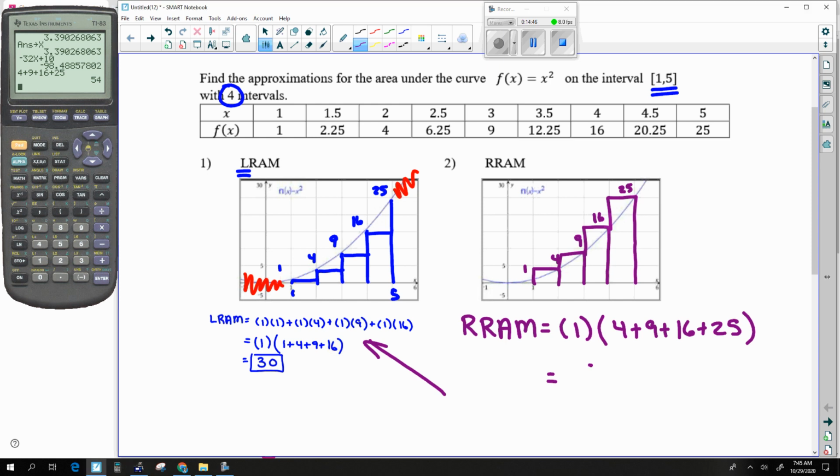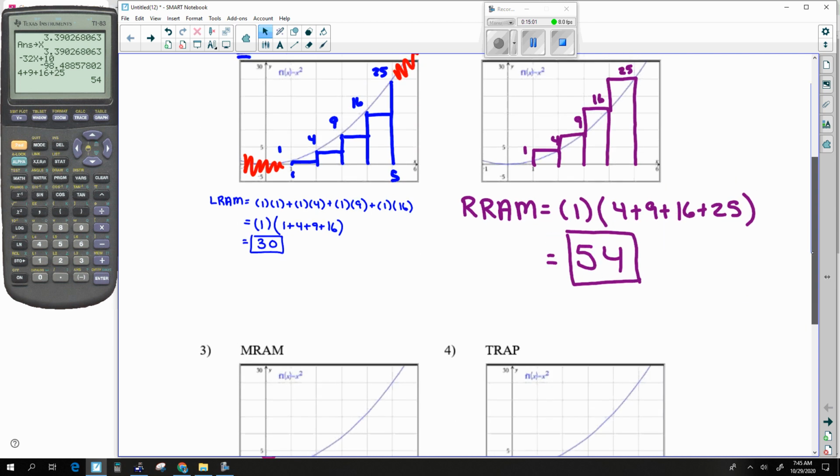I was right. Okay, 54 is this approximation using the RRAM. So looking at these two things, the LRAM and RRAM, neither are the correct answer, but the correct answer would be in between the two things. One's an overestimate and one's an underestimate.